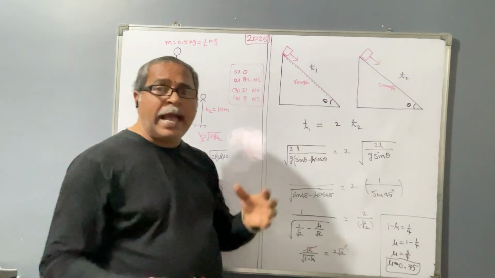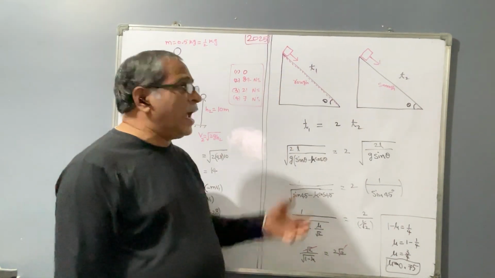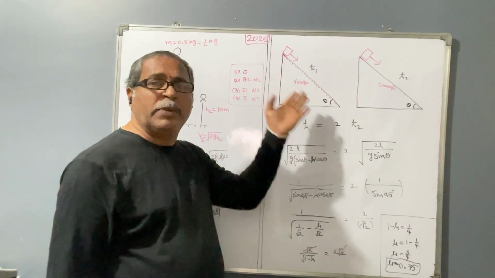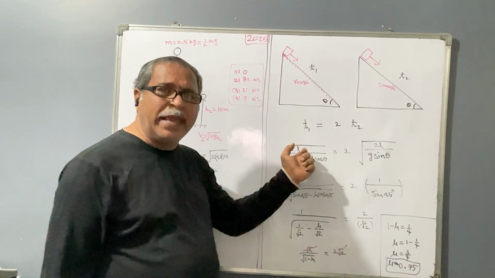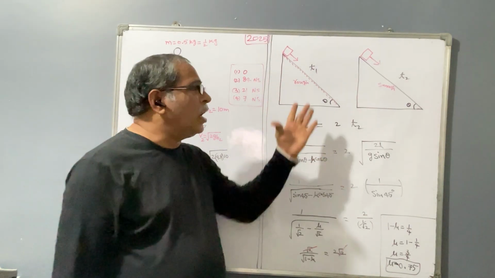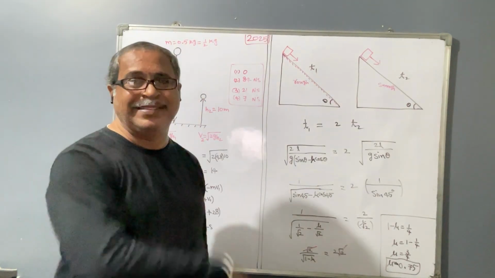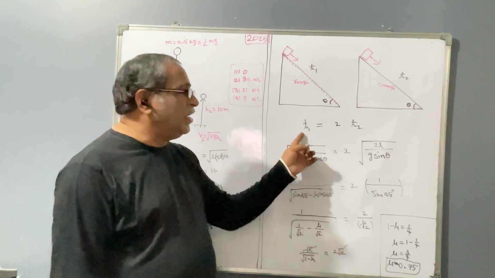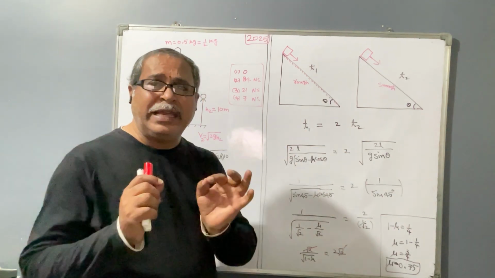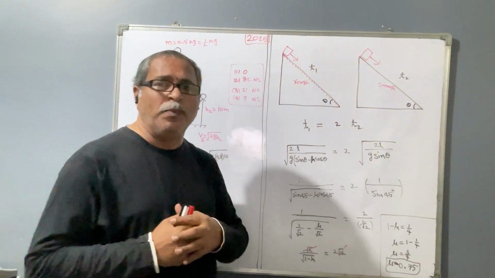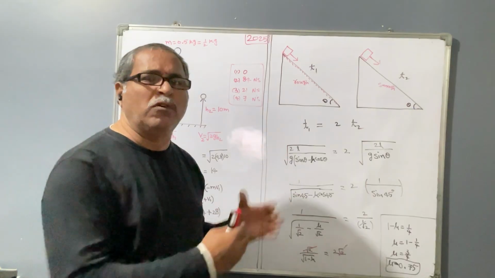They have given one clue to us. The time taken by the block to reach the bottom on the rough surface is double the time taken on the smooth surface. So T1 equals 2T2, very clearly mentioned. Based on that clue we can solve the problem.